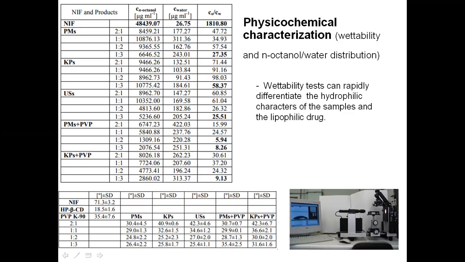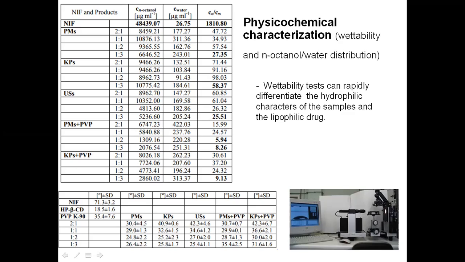Niflumic acid has a high partition coefficient value, reflecting its poor water solubility and high affinity for N-octanol. Its concentration in water at room temperature is around 26 microgram per milliliter, while that in N-octanol is around 50,000 microgram per milliliter. The N-octanol water partition coefficients reveal that the water solubility increase was generally better for the ternary than for the binary systems.